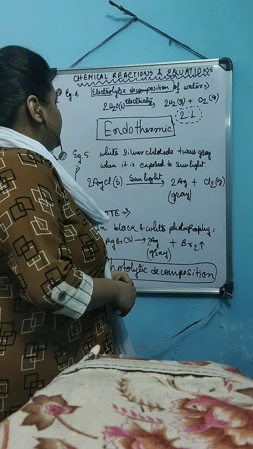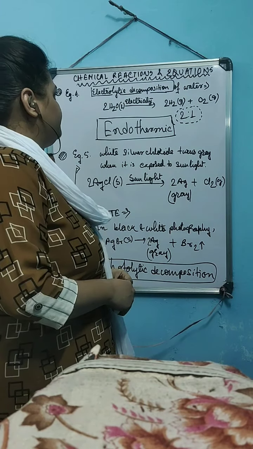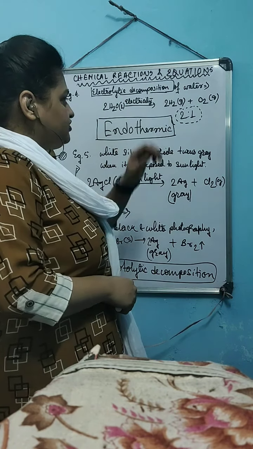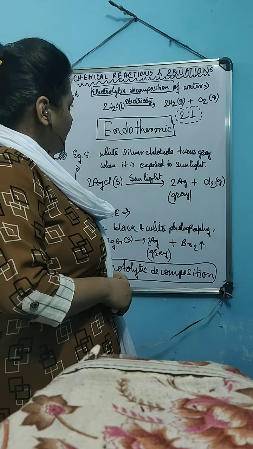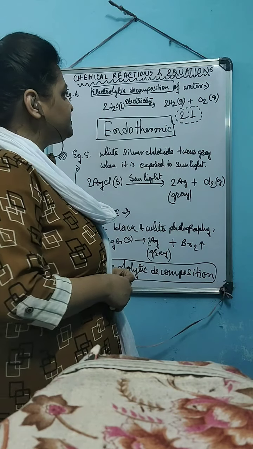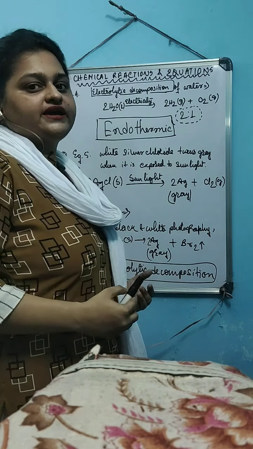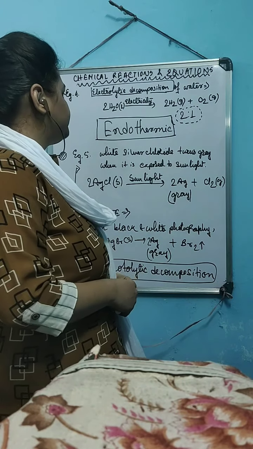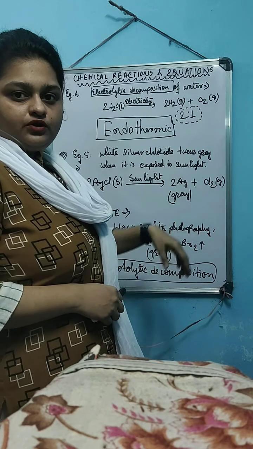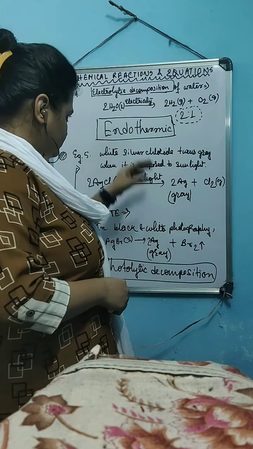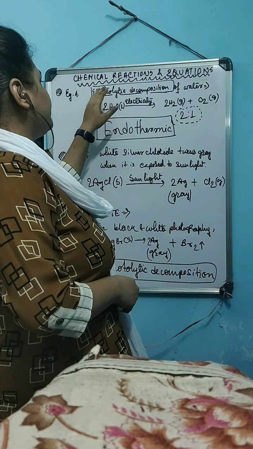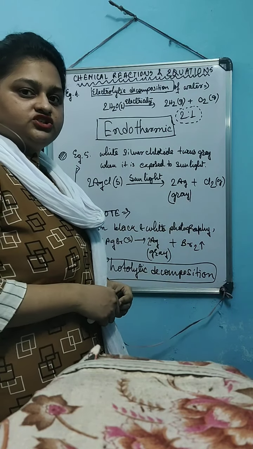The fourth example is the electrolytic decomposition of water. Water, when subjected to electrolytic decomposition, decomposes into hydrogen gas and oxygen gas. The hydrogen and oxygen that we get as products are in the ratio of 2:1. That is, the amount of hydrogen is twice the amount of oxygen. The energy used in this particular reaction is in the form of electricity. That's why this kind of reaction is termed electrolytic decomposition reaction.